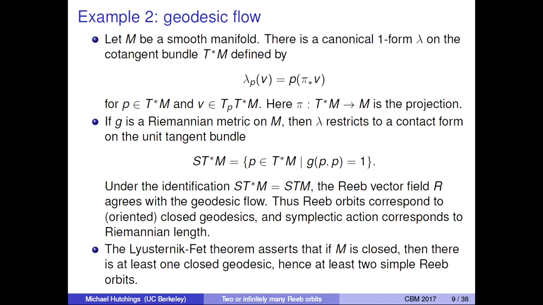Another example of contact forms comes from looking at geodesic flows. So if you have a smooth manifold, so this is now n-dimensional instead of 2n-dimensional. So if I have an n-dimensional smooth manifold M, then on the cotangent bundle, there's a completely canonical one form. So it's a little confusing if you've never seen it before, but well, what I have to do is I have to input a tangent vector to the cotangent bundle and output a number. So how do I do that?